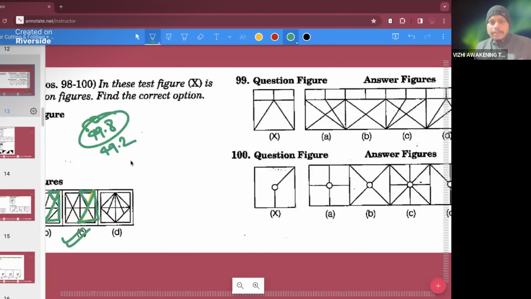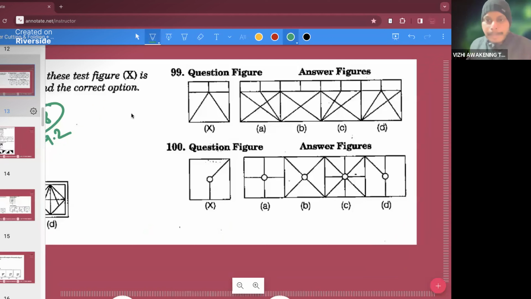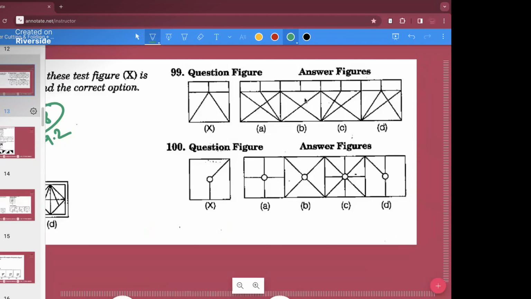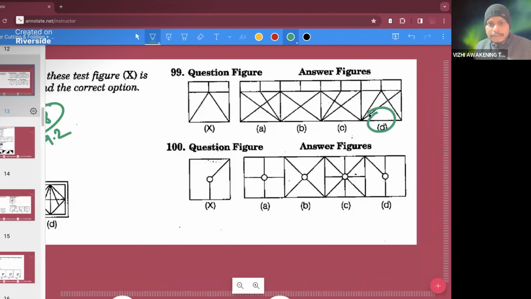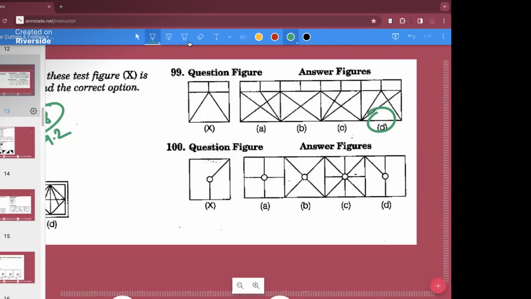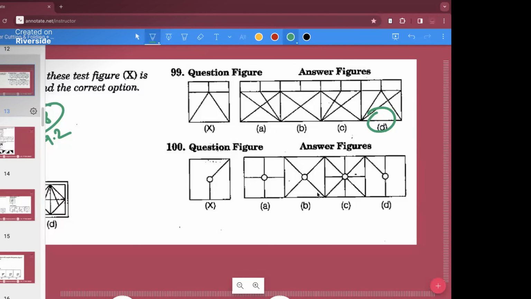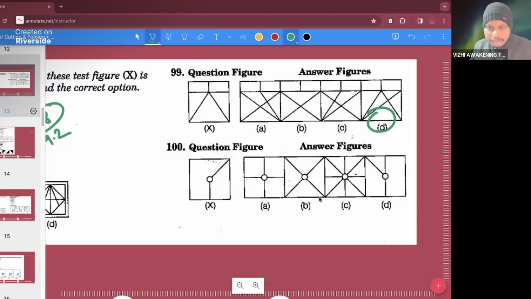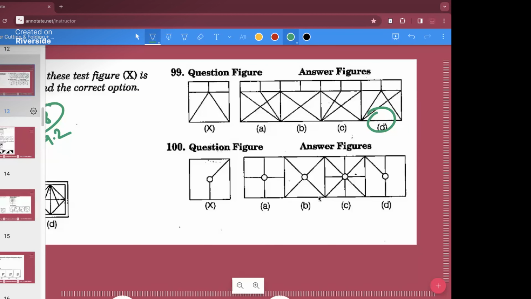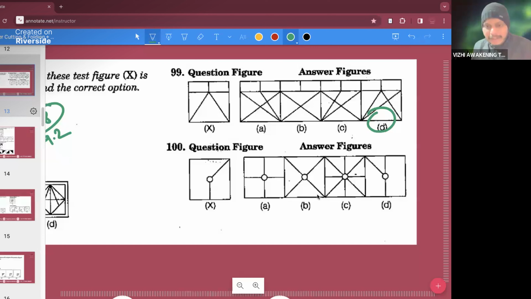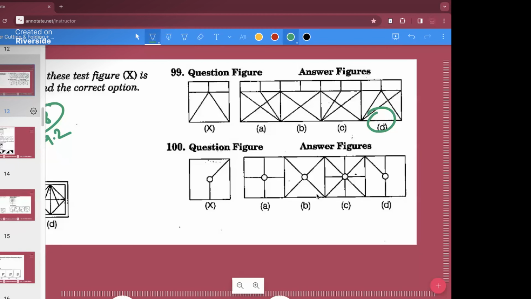Right, guys? Let's do question number 99. Easy one. D, sir. Yeah, D. Anybody any problem? Let's do question number 100. We'll be a little quick. Who was that? Ajit. Why don't you think D is the answer? C, sir. Yes, C is the answer. I know, but why is D not the answer? But the shape is on the opposite side, sir.